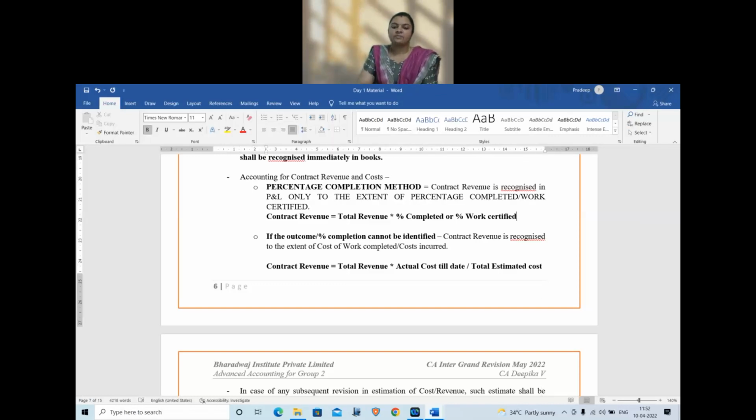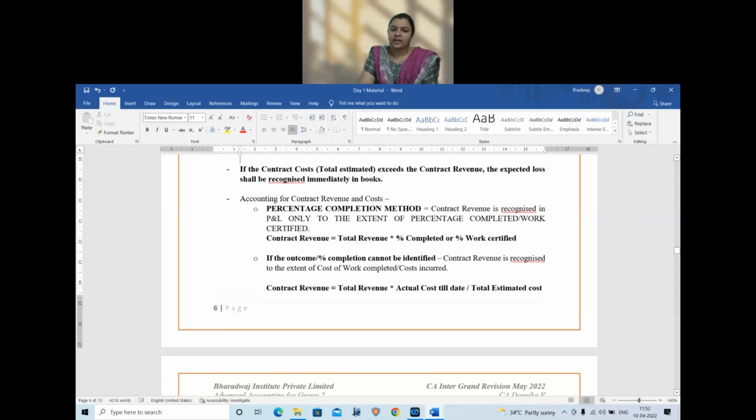Okay? If the contract cost exceeds the contract revenue, the expected loss shall be immediately recognized in the books in the same first year itself. Right? So these are the 3 points under construction contracts for recognition each year. Please make a note.